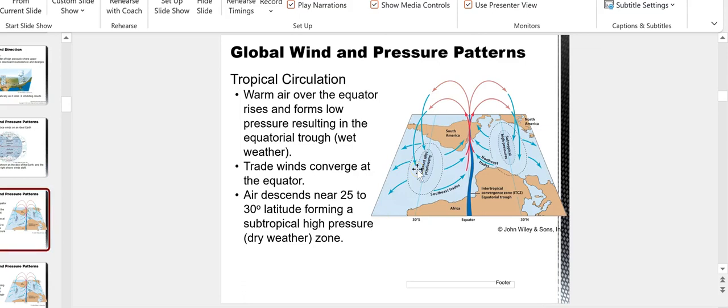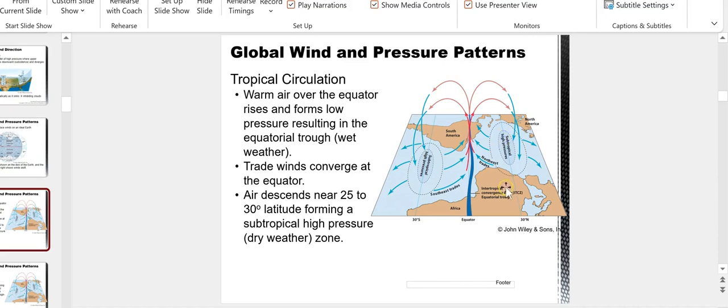And where does this air sink? This air sinks in the northern hemisphere and the southern hemisphere around 30 degrees north and 30 degrees south. Now, what do we call sinking air? Sinking air is called a high pressure center. High pressure centers are associated with sinking air and few clouds and are dry locations.